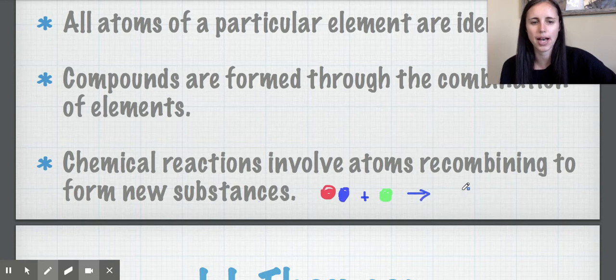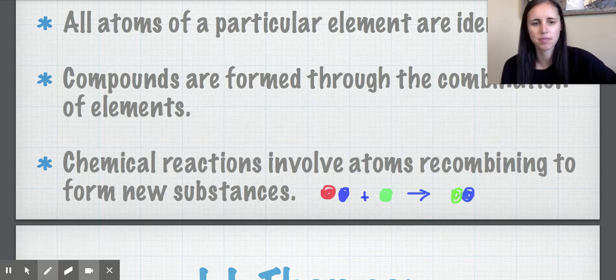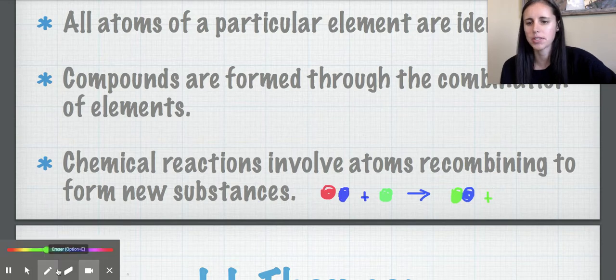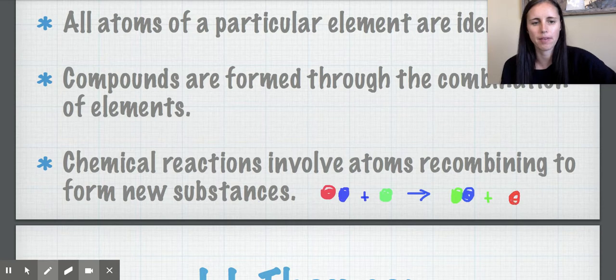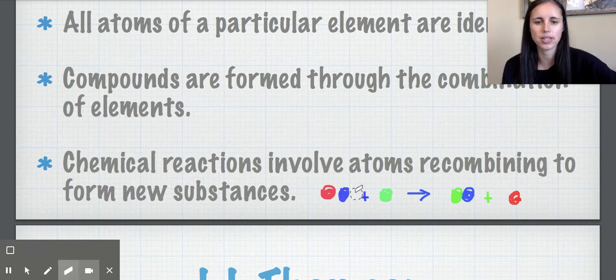So maybe oxygen is going to stay the same, but maybe sulfur is going to come in and form a bond. And carbon's going to be left out on its own. So he said that we have these small indivisible particles. They look almost like billiard balls, and we can actually go through and arrange them. And by arranging them in different combinations, that's what a chemical reaction actually is.